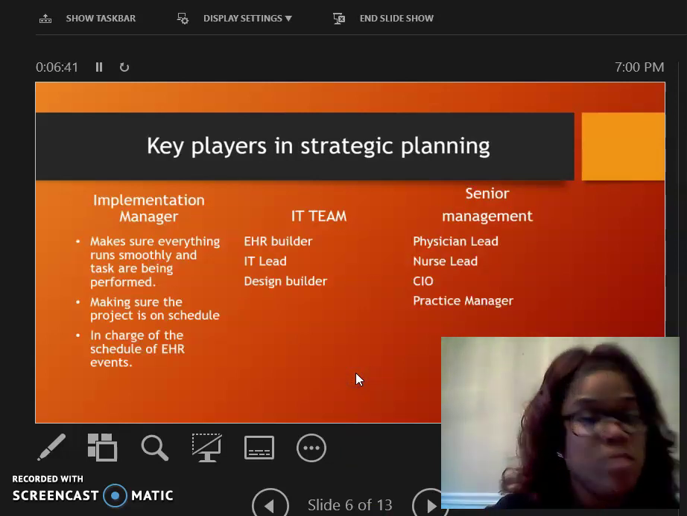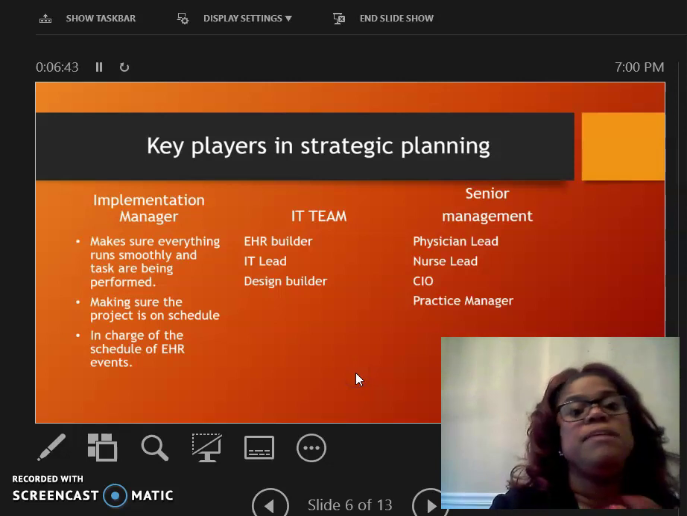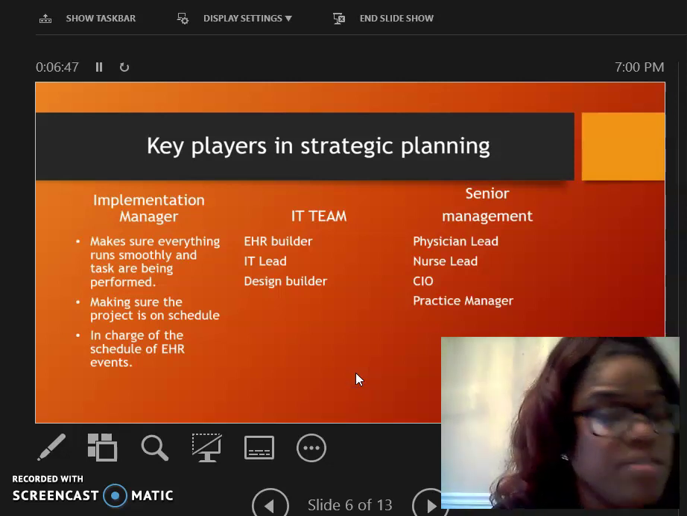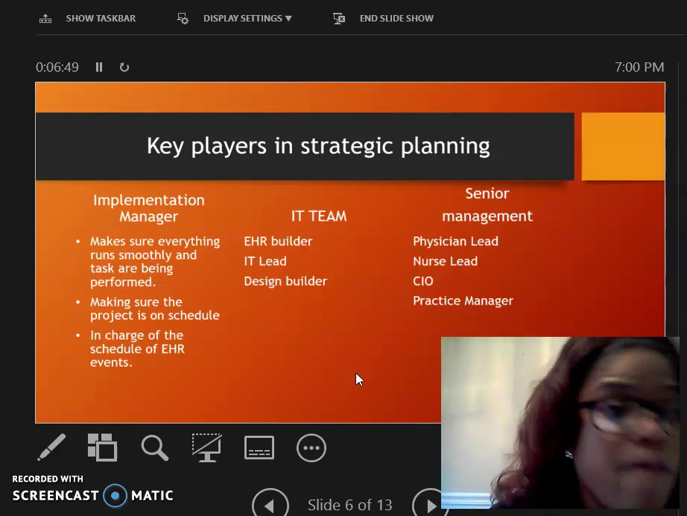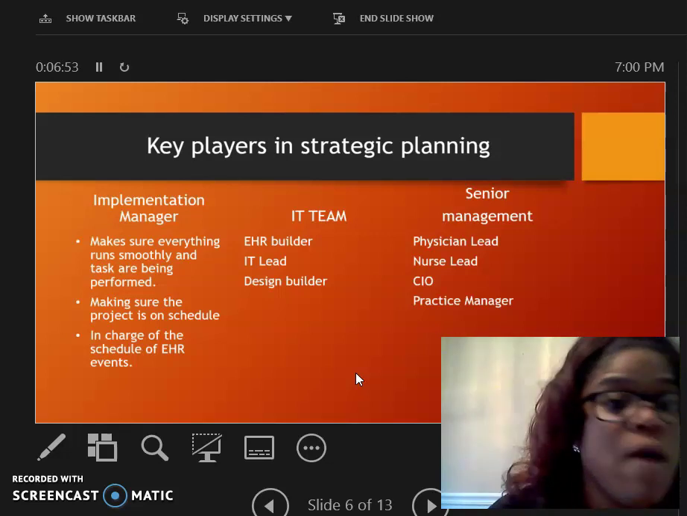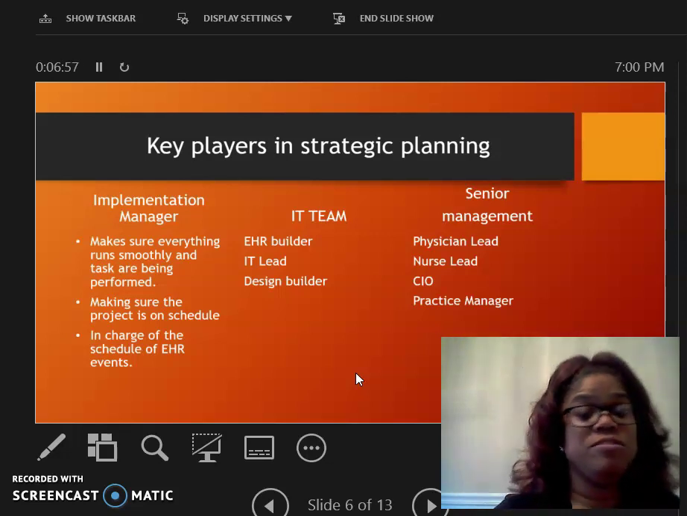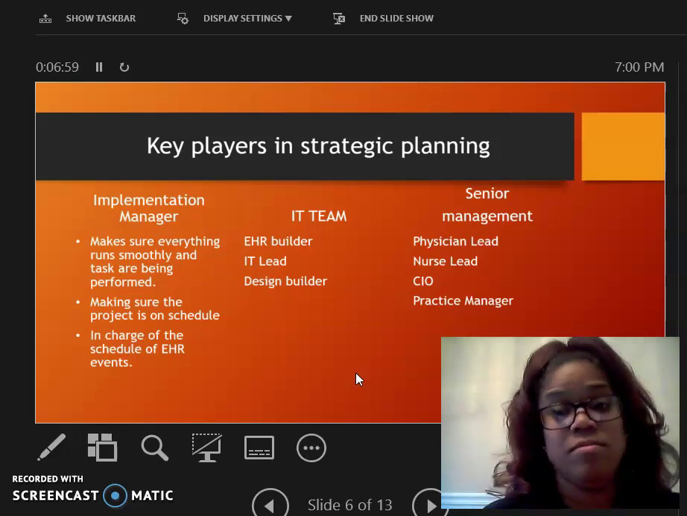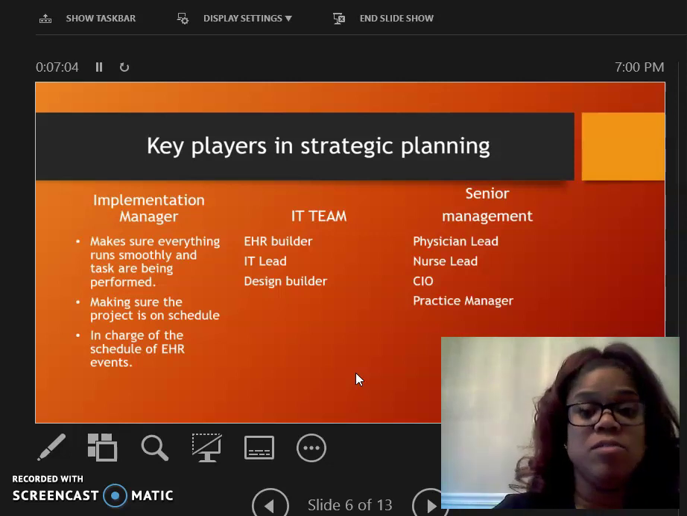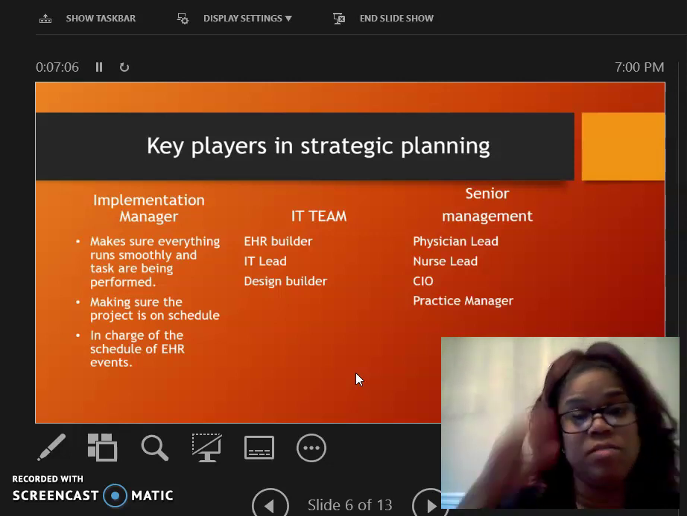All right, so not going to go into this, but key players in strategic planning, definitely the implementation manager. This is the person that's going to manage everything, make sure everything's going smoothly, making sure everybody's meeting their deadlines, making sure the project is on schedule, making sure that if there's any events that the staff needs to go to, or any events they need to go to get more information, that's going to be the person.